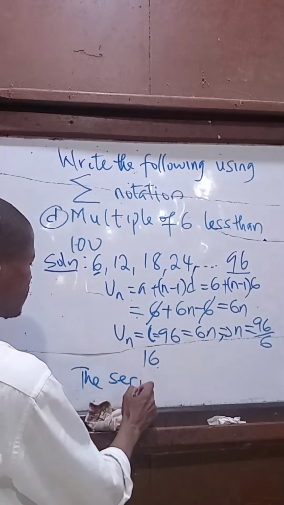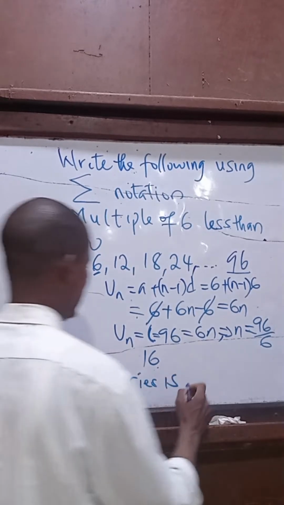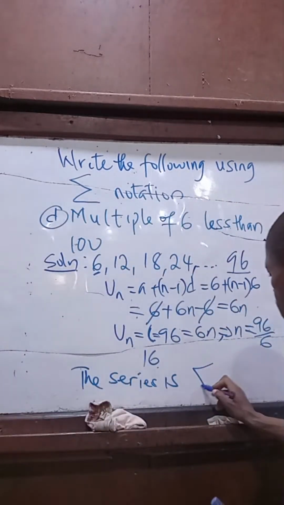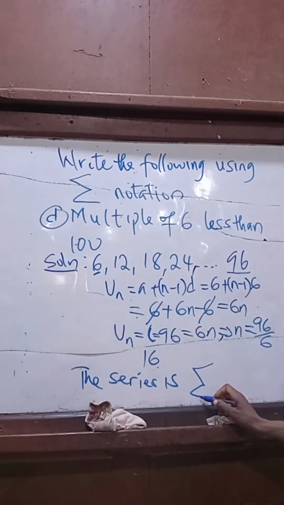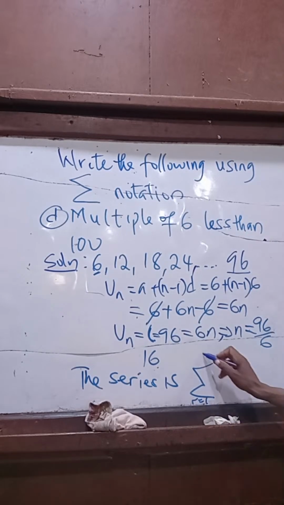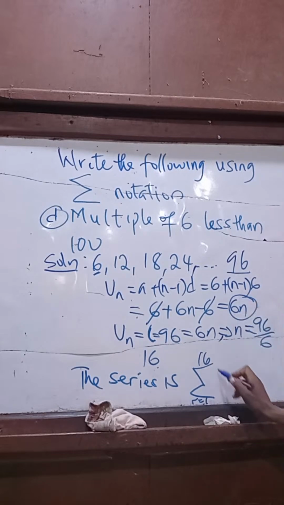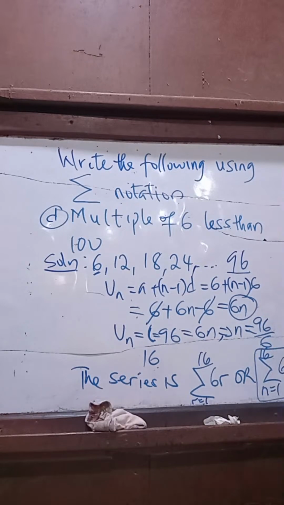Okay, so the series is sigma, n starting from 1. You can use r, you start from 1 to 16, and change this one, that will be 6r. Or you can use sigma, n from 1 to 16 of 6n. The choice is yours.